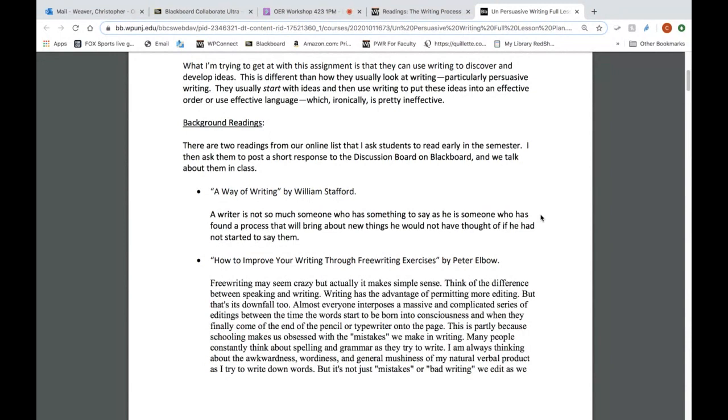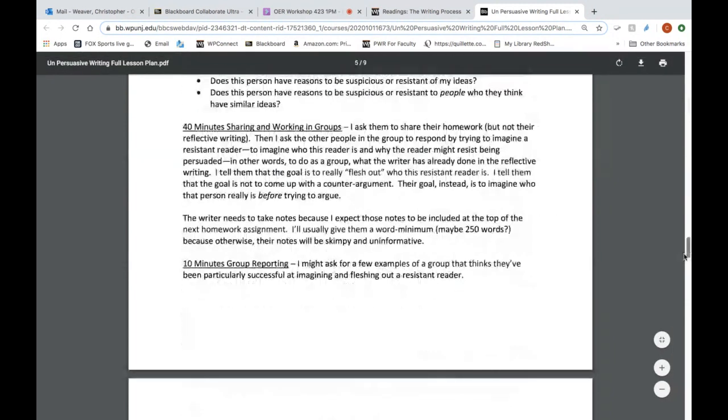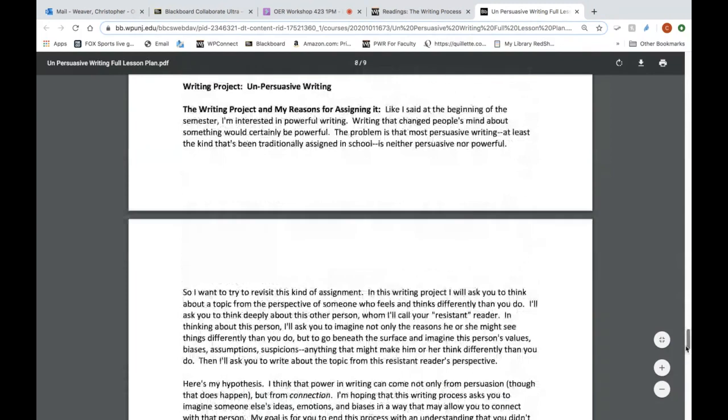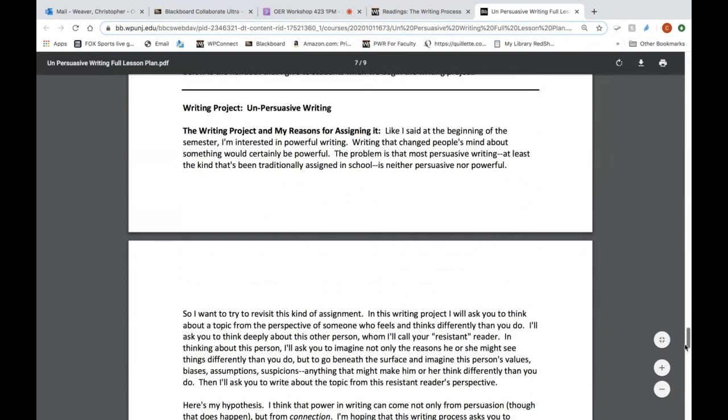Then the next thing I do is I give them a handout. I'm going to skip down to the bottom here, because the last thing, I sent you all this in your email. The last part of it probably should be the first part of it, but I have it at the end. The last part of it is the handout that I give to students. So when we begin this writing project, I give them this handout.